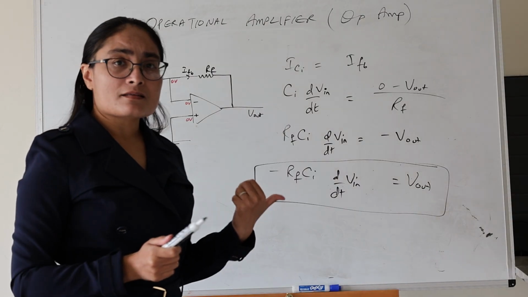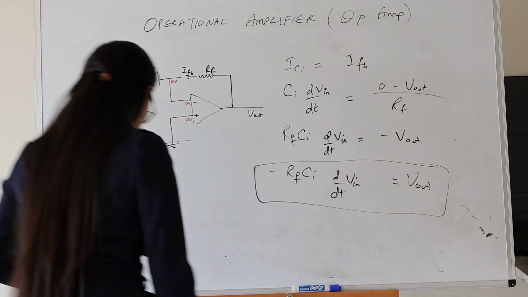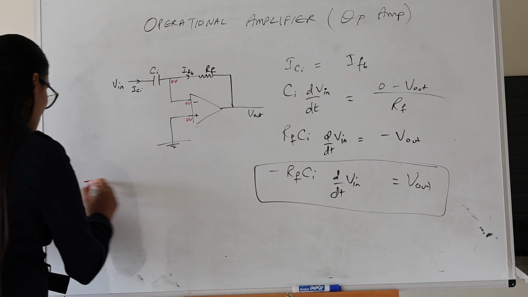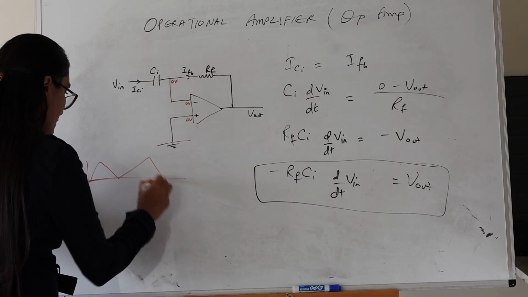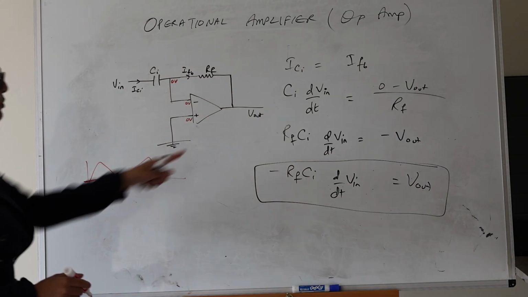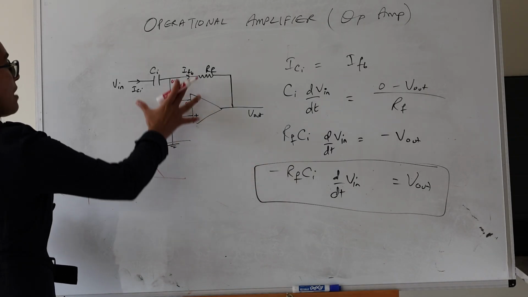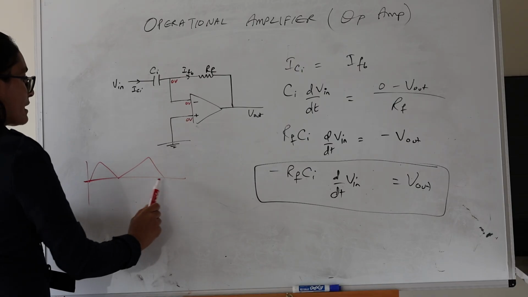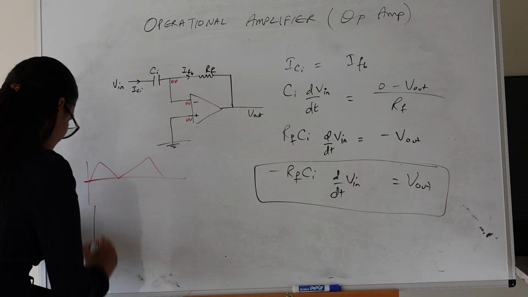So you might ask what is the use case of this type of configuration. The answer is, let's say you have an input that looks like a triangle. It's a triangular input, but I want a square wave output. That's when you can use this type of op-amp, because if you differentiate this triangular wave, you will get something that is square.